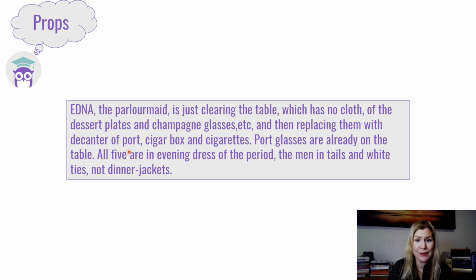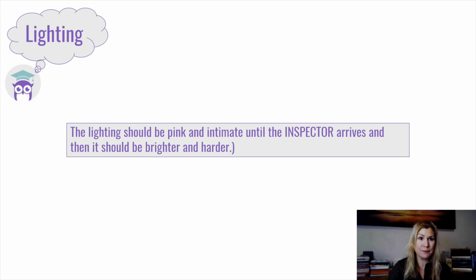So Priestley is going to an effort here to show us from word go that these are upper class in status, and that they like luxury. And then we're reminded of that again in the fact that the men are in tails and white ties. So very, very important to analyse the props.